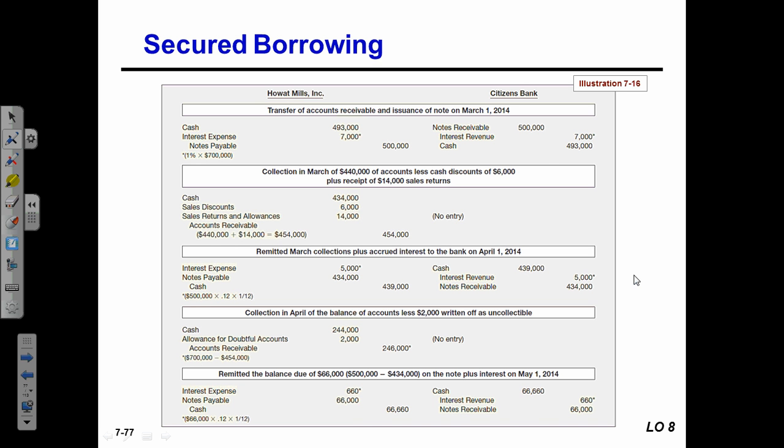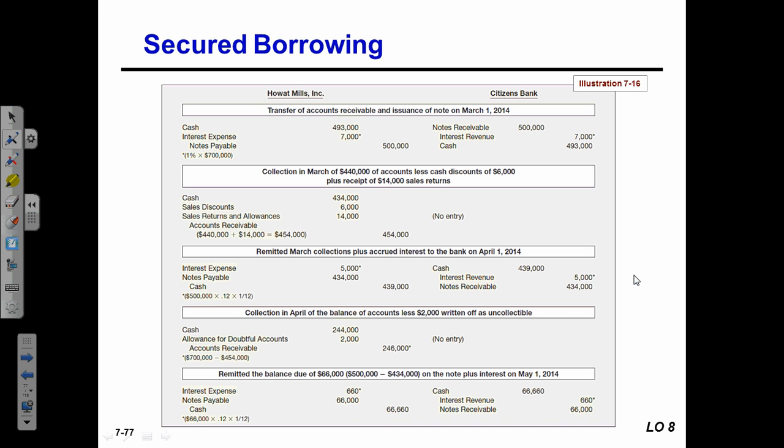Okay, so then we collected $440,000 of accounts receivable, less cash discounts of $6,000. And then we had $14,000 on sales return. Everybody got it? Let's call it a sales allowance because they didn't make a journal entry for inventory coming back in. If you got a sales return, you'd have to make a journal entry debiting inventory, right? And crediting cost of goods sold, effectively, or crediting sales returns and allowances. Everybody agree? Okay. Putting it back in.